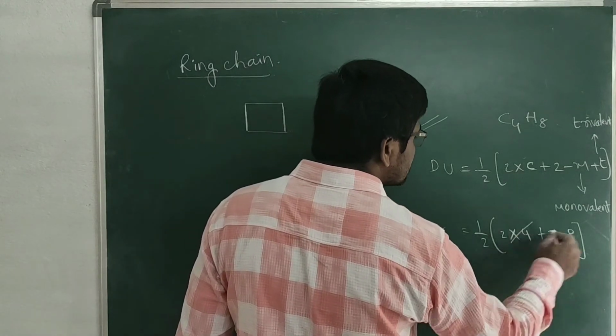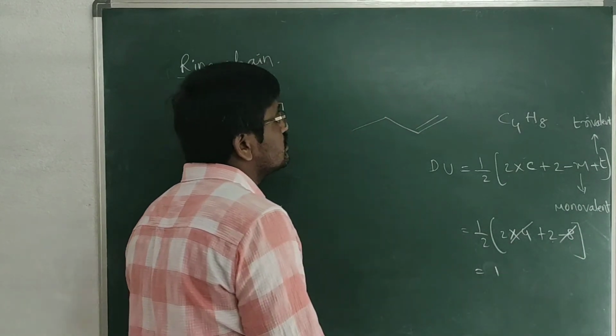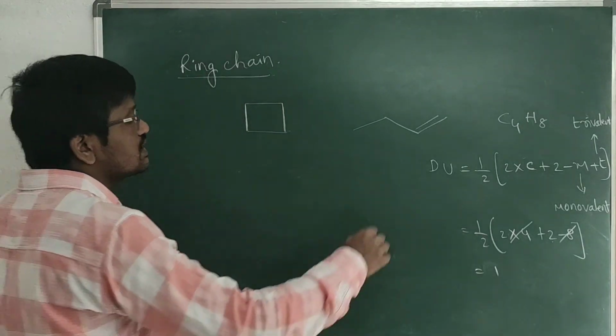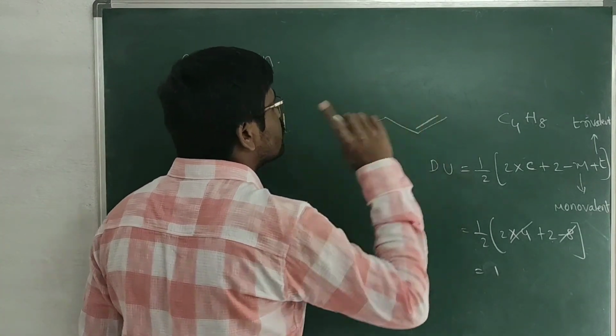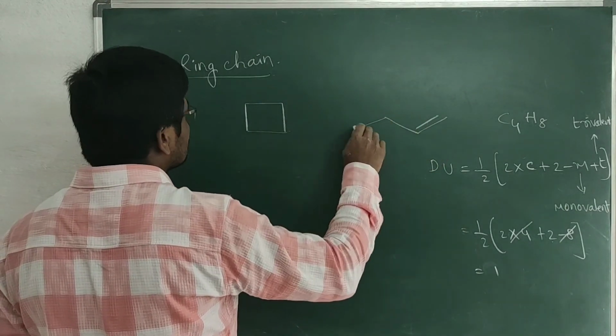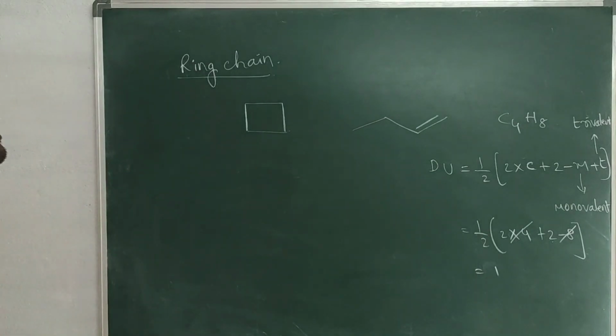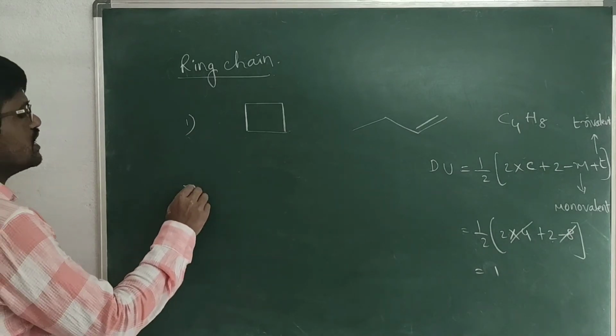So 8 minus 8 cancels. This is 1. The degree of unsaturation is 1. That is, there is one multiple bond, one pi bond. So that is cyclobutane or but-1-ene. So these are ring chain isomers. So next one, ring chain isomers.